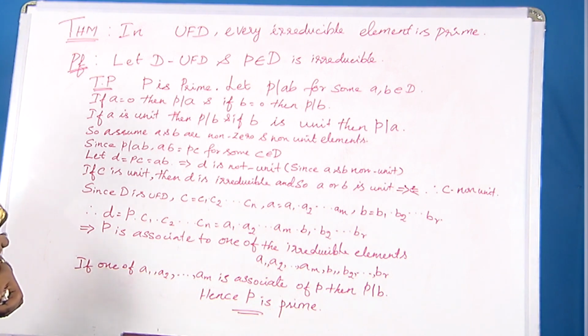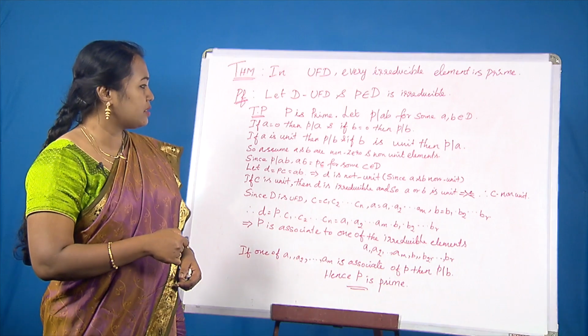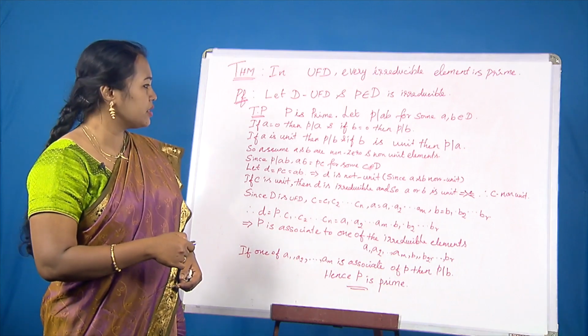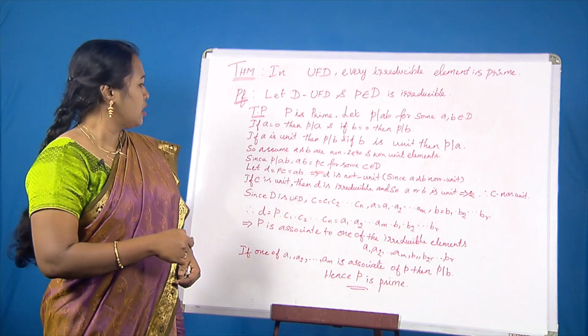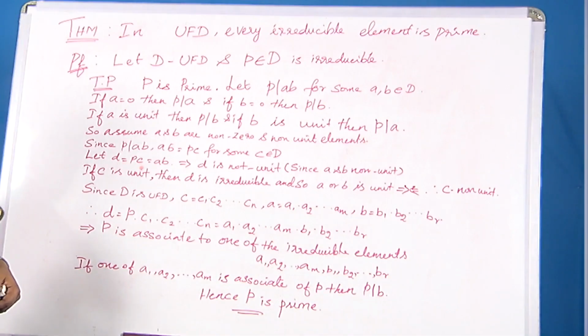Let us assume that a and b are non-zero, non-unit elements. Since p divides ab, then ab can be written as a product of p and some factor c for some c belonging to D. Then let d be equal to pc, which is equal to ab. So, we are just assuming that this value is equal to some d.